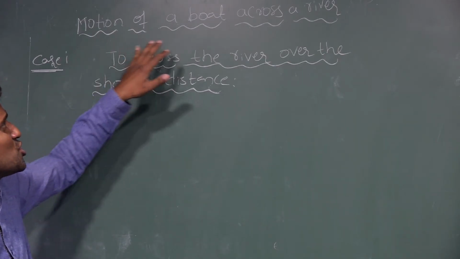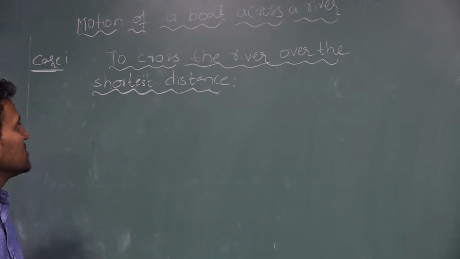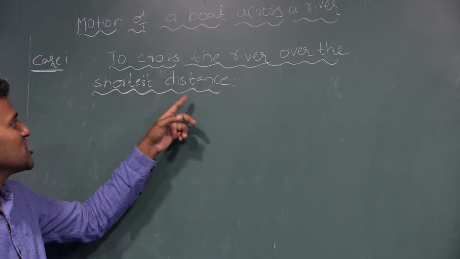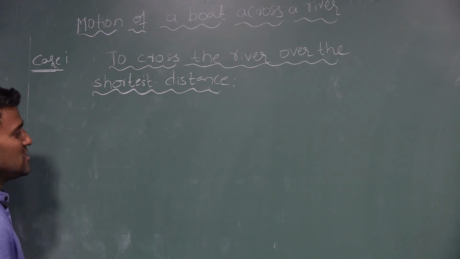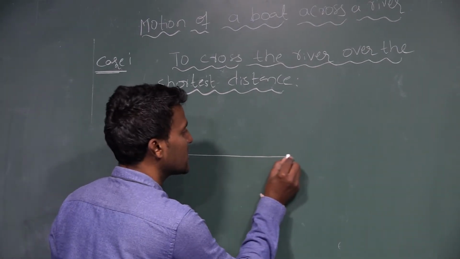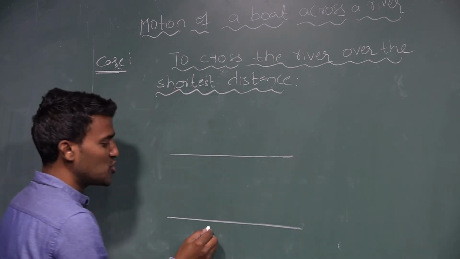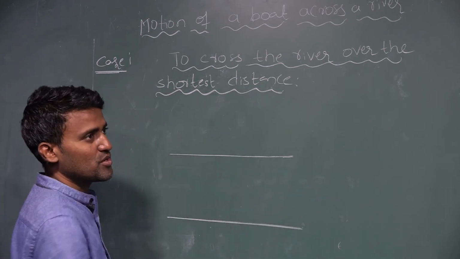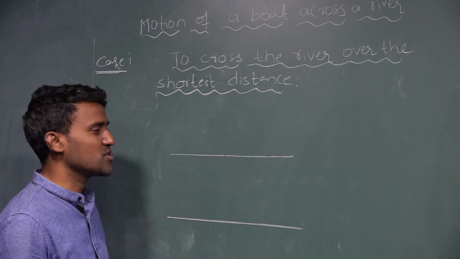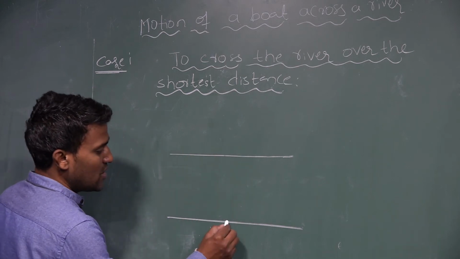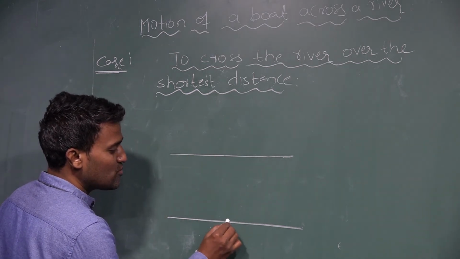Case 1, motion of the boat across the river, to cross the river over the shortest distance. See, in this situation we are taking one river. It is one shore of the river and it is the other shore of the river. It is one bank and it is the opposite bank. Now, the boat is started from point A.